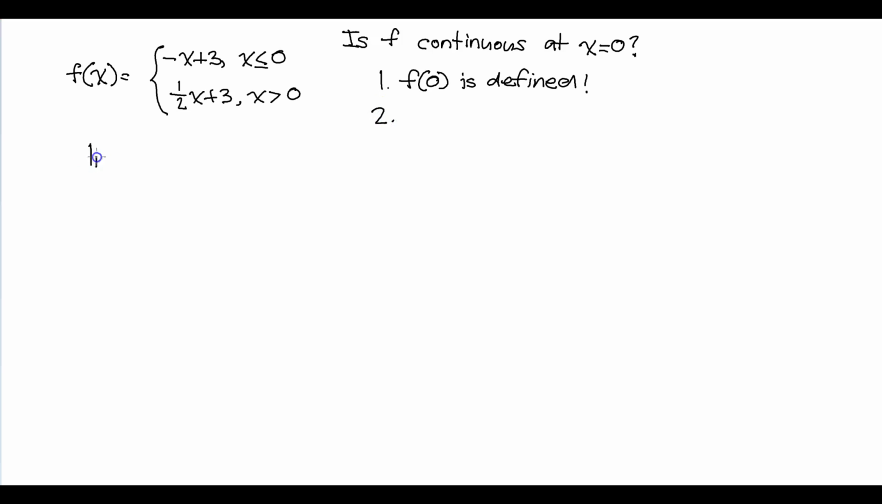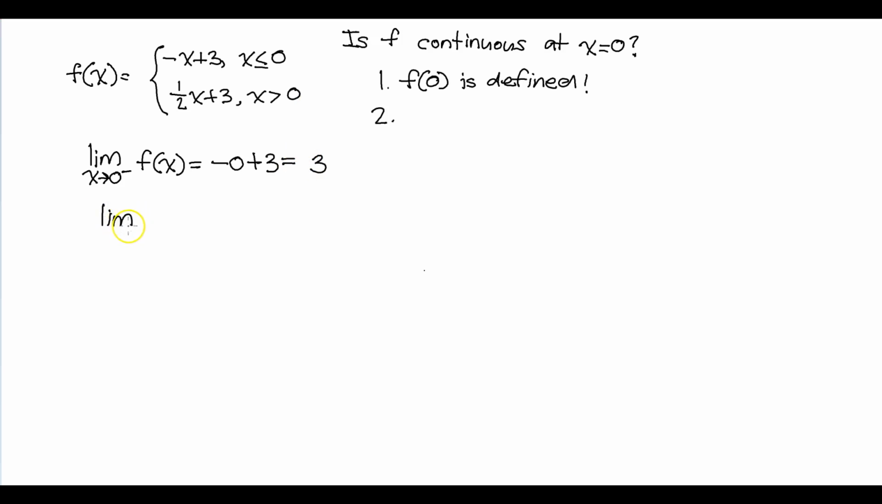So our second test is to see if the limit exists. So let's take the limit as x approaches 0 from the left. Everything to the left of 0 is defined by this top function. That's how you check if the limit exists: if the limit from the left equals the limit from the right. So from the left, it is negative 0, which is 0, plus 3, which equals 3.